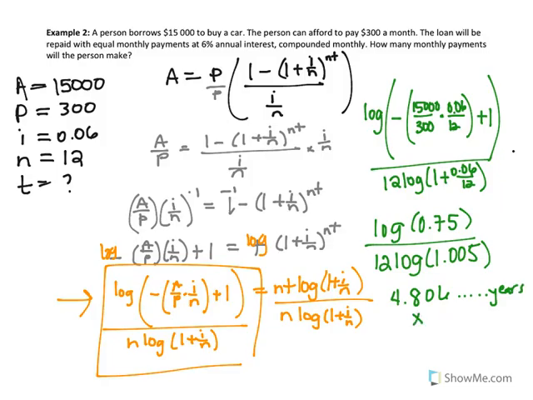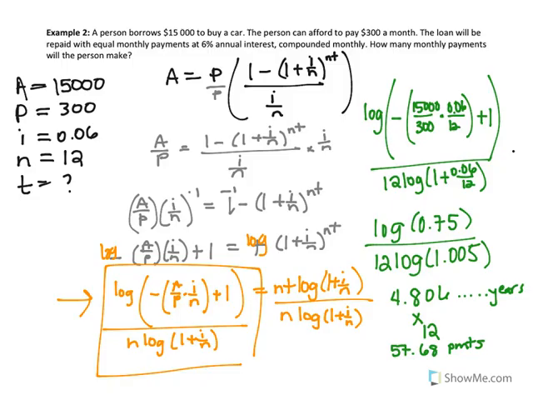To figure out your monthly payments, take that number without clearing your calculator screen and times it by 12, and we get 57.68 payments. Let's also figure out how much they pay on the loan.